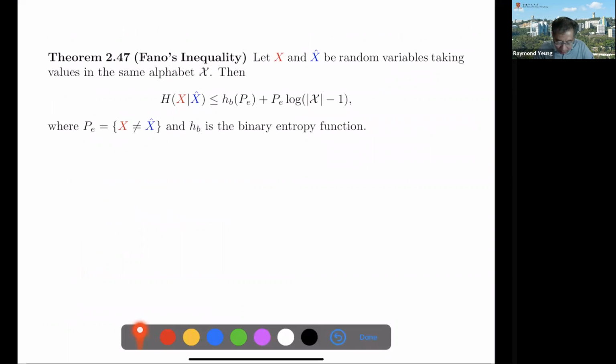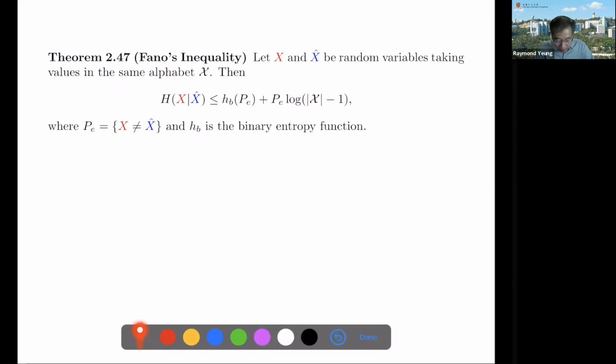Now, Fano's inequality says the following. Let X and X hat be random variables taking values in the same alphabet. Now we're concerned about whether X and X hat are the same. When X is not the same as X hat, you think of X hat being an estimate of X. But it doesn't have to be that way. X can also be an estimate of X hat. The argument is actually symmetrical. But let's say we are interested in X, and X hat is an estimate of X.